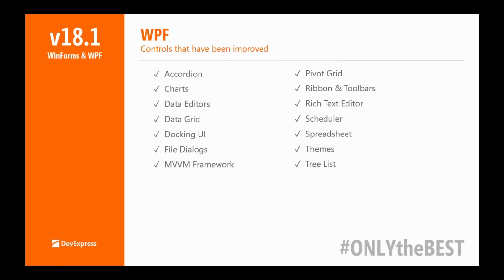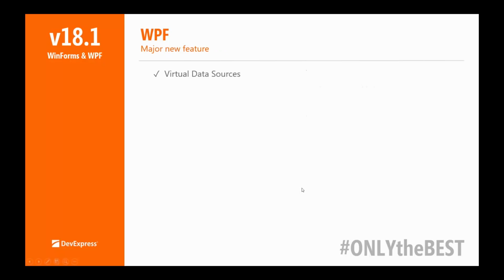We're already almost 40 minutes in. And plus, in a webinar like this, a picture or at least a demo is worth 1,000 words. The list you see there are all the controls and features that have been changed in version 18.1 that have improvements. There is one new feature, though, that is entirely code-driven, and any visual demo I could give would not give it justice. That feature is called Virtual Data Sources, and it's available for the WPF data grid.